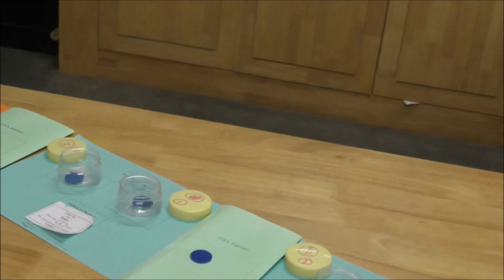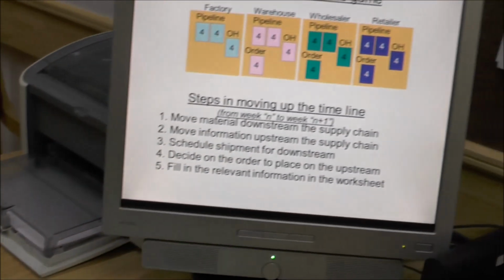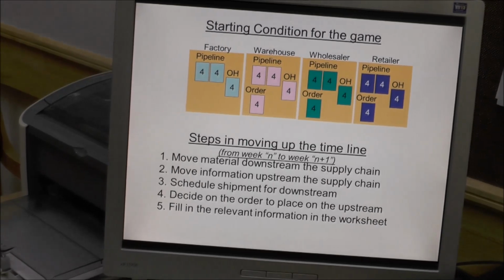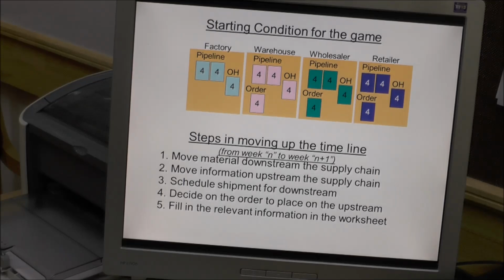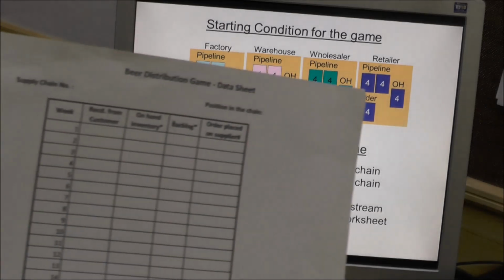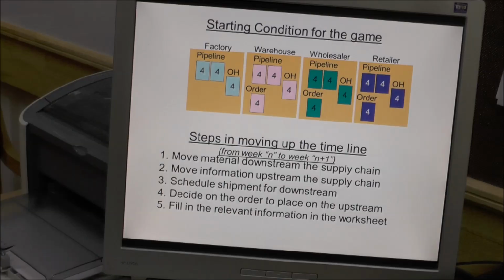So this is what we mean by this. The steps are: we moved the material downstream, we moved the information upstream, which is the slip. Then since we received an order slip on hand, we tried to schedule the shipment for downstream, and then we finally wrote how much order I should place and kept it in. Finally, after all these, we will fill in one piece of data in this sheet. So that is what this is saying.